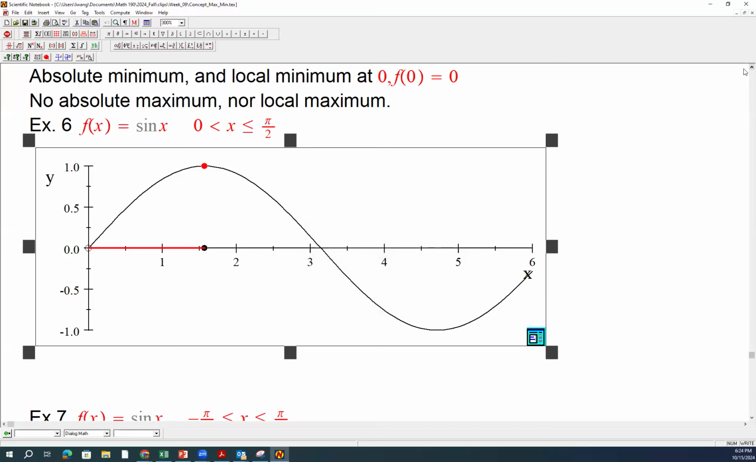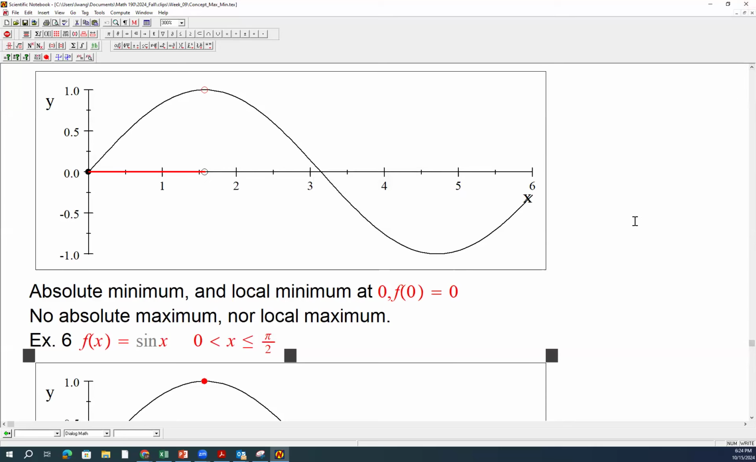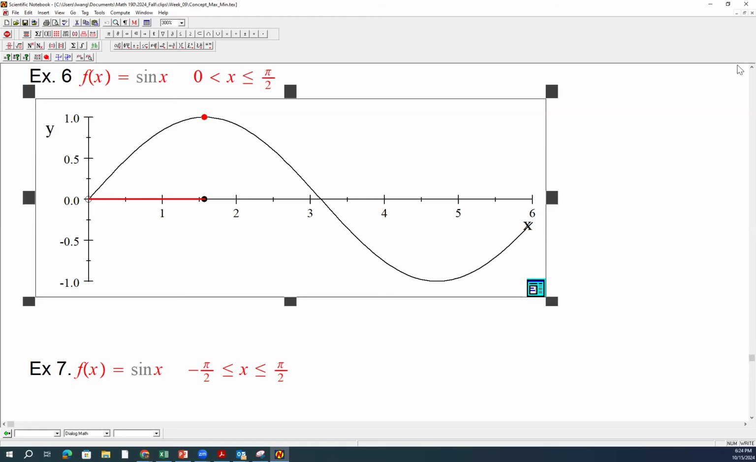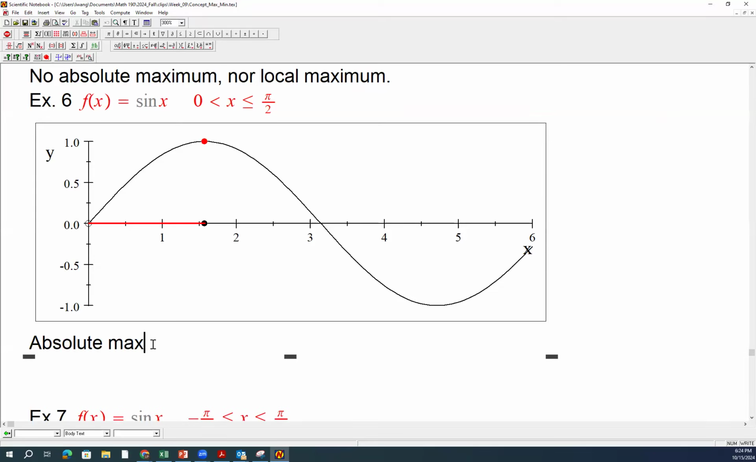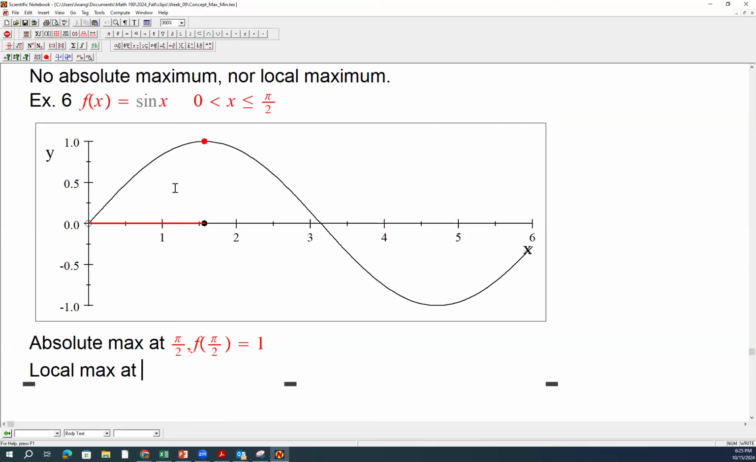Now what do we say? Last time we didn't have one, this time we have an absolute max. Absolute max at what? At pi over 2. It's all because pi over 2 is now included, right? And f of pi over 2 is equal to 1, so that's the maximum value. And of course, it's also going to be a local max at pi over 2 as well, right? So all those questions are answered.